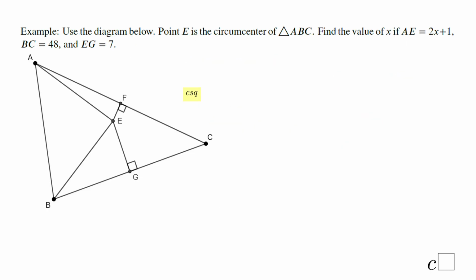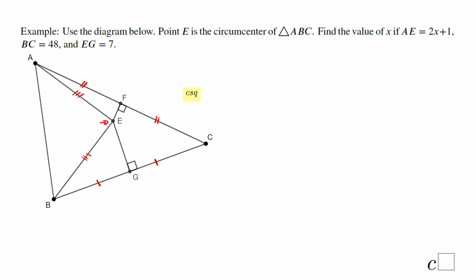My next problem, we have point E is the circumcenter of triangle ABC. So we notice we have EF perpendicular on AC, EG perpendicular on BC. So I can put something like that here. These segments are congruent because point E is the circumcenter. And also, I guess I can say these segments are congruent because those are the radii of the circumcircle.